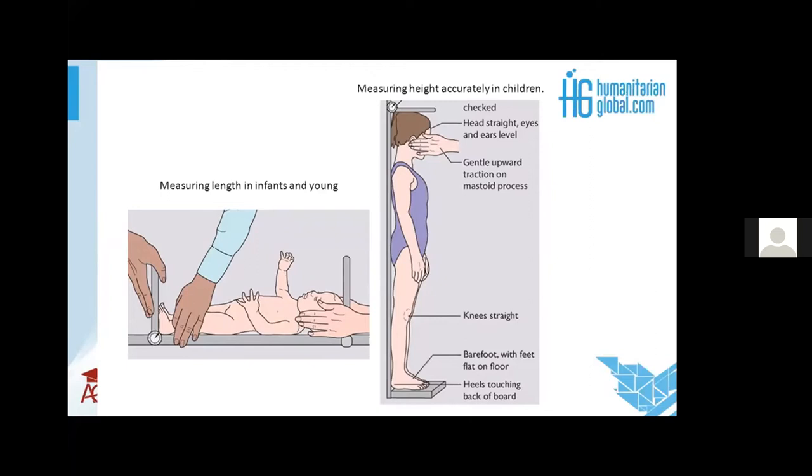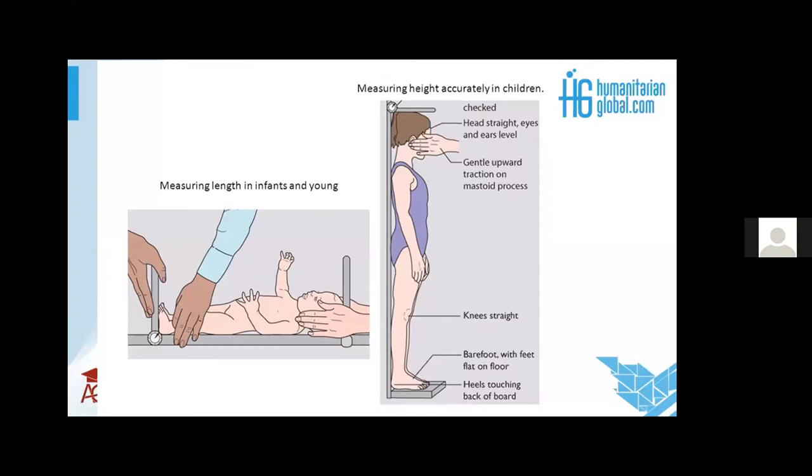When standing, we can see that the person has to be without shoes and stand straight. In order to stand straight, we ensure that the heels are touching the board to make sure they are straight. The behind is also touching the board. Straight, looking ahead. So that's how somebody stands straight. And we record the measurement immediately after we take it.